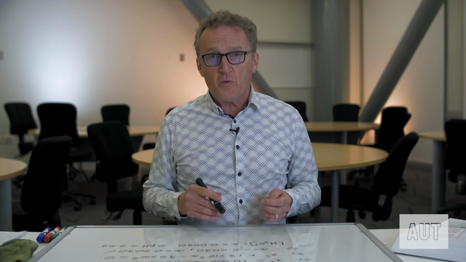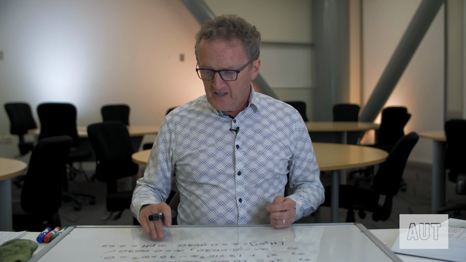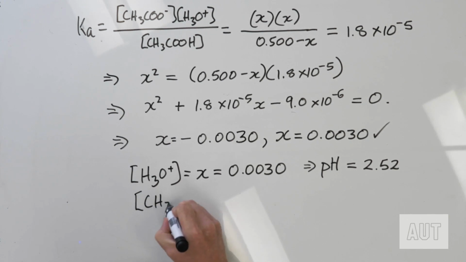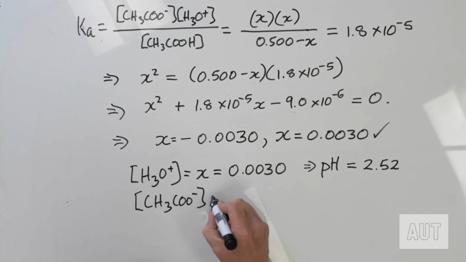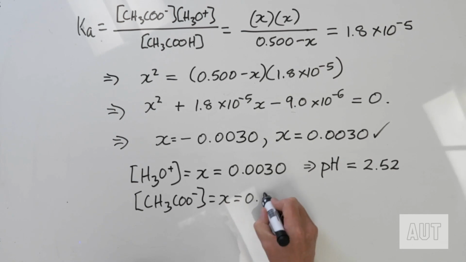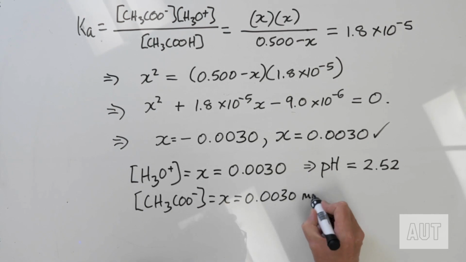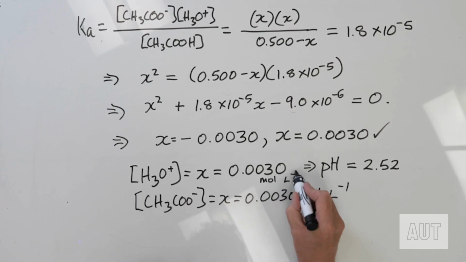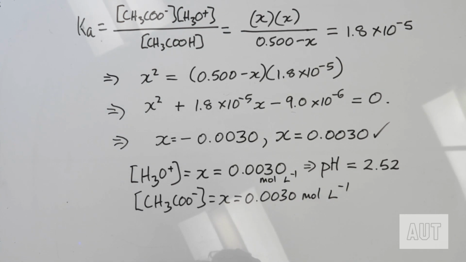pH of 2.52. And that's your weak acid. If this was a strong acid, it would have a pH below 1. It's a weak acid, it's got a pH of 2.52. If the H₃O⁺ concentration is equal to x, then also the acetate ion concentration is equal to x, which is 0.0030, and we should put mole per litre there, shouldn't we? Mole per litre, just to be absolutely clear about that.